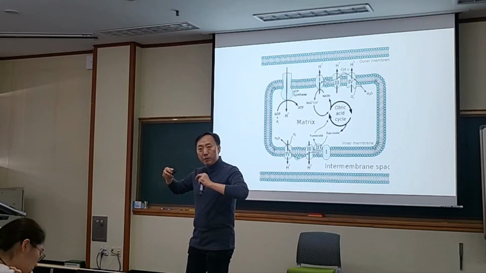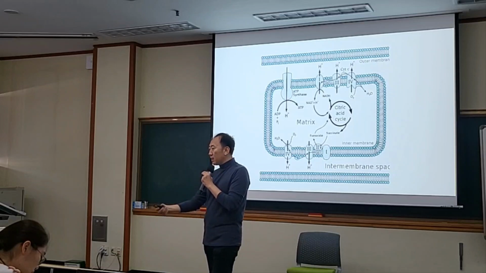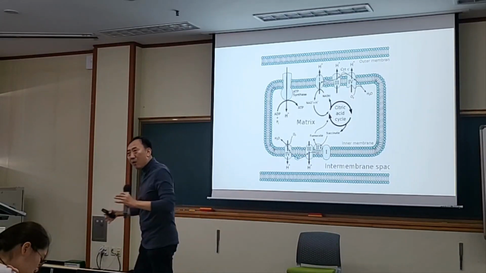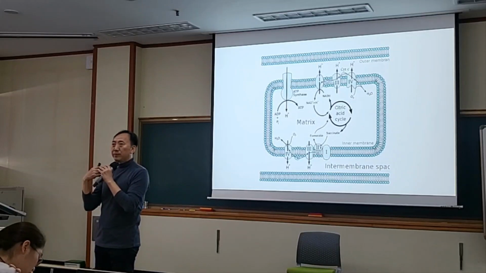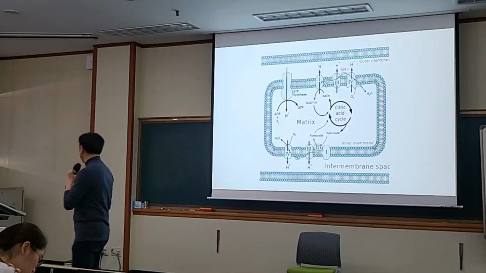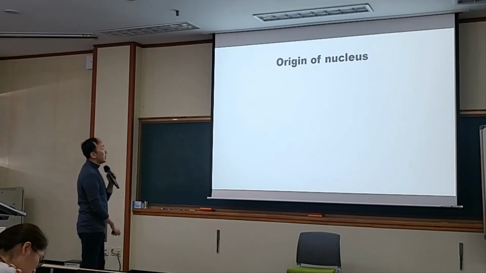So if you isolate the mitochondria, it looks like it has a double layer, but actually we are capturing those bacteria inside our membrane structure. That's the mitochondrial structure. Interesting. Okay, based on this, now let's think about the nucleus.